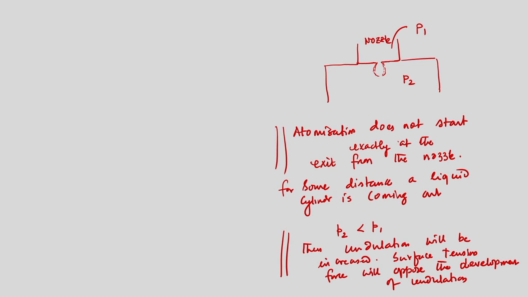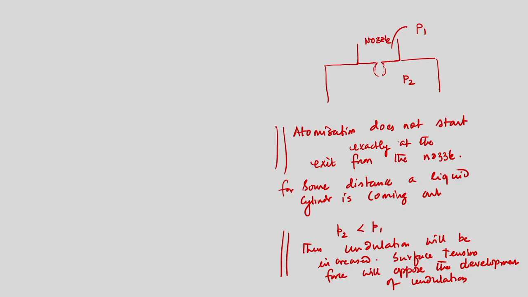So now I would like to discuss this aspect. Depending upon the pressure difference between P1 and P2, we can design the nozzle. We know the pressure inside the cylinder during the time of injection, and accordingly we need to design the pressure that will be developed by the fuel pump. Before the fuel nozzle, there is another mechanical device, the fuel pump, which will be able to develop that pressure P1. Depending upon the values of P1 and P2, this undulation can be controlled. Undulation will be increased if P2 is less than P1, but surface tension force will try to oppose the development of the undulation.